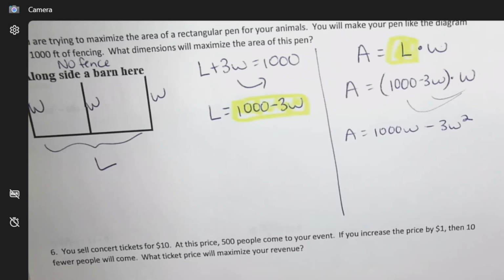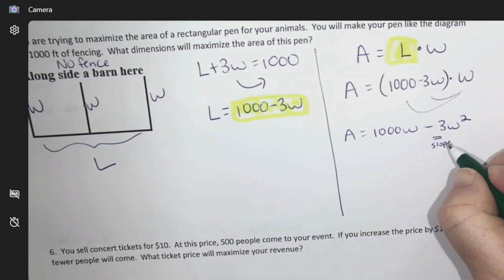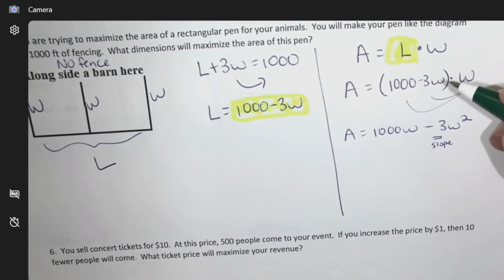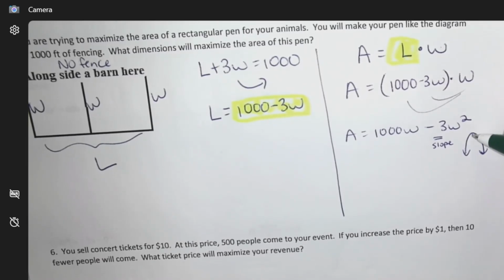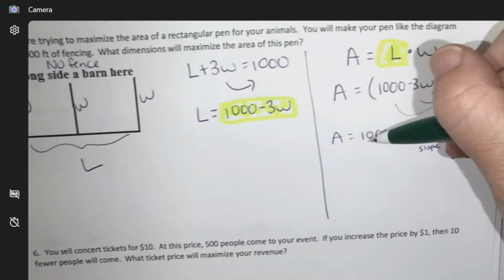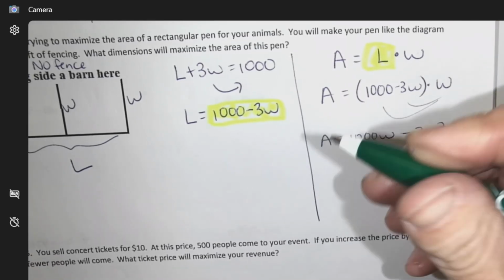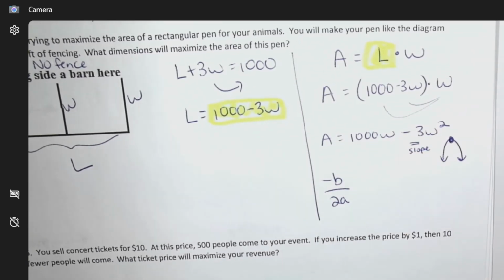That's what I wanted. So now, here's what we know. This is a quadratic. This is the slope of it, so it is opening down. And my strategy is to get the max. How do you get a max, aka a vertex, when it looks like this? We just did it on the first page. How do you get a vertex? Negative b over 2a is the process.